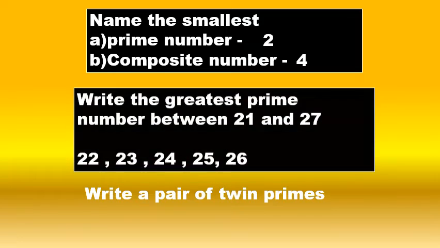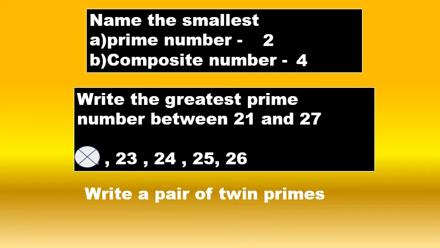Now write the greatest prime number between 21 and 27. First we will write all the numbers that come between 21 and 27. It is 22, 23, 24, 25 and 26. Now we will think about the factors. Now 22 is divisible by 2 and 11, so it cannot be a prime number. Now 23 comes only in its own table, so it is a prime number.